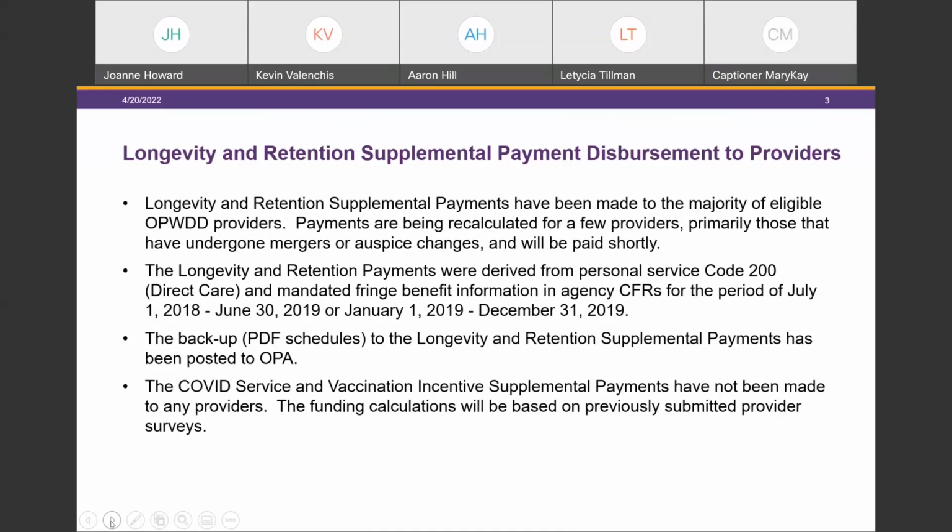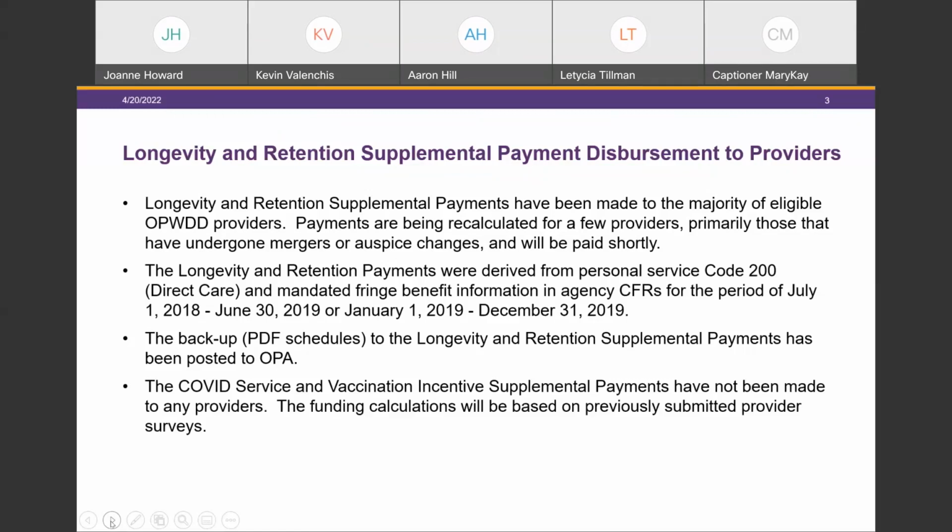The first slide is longevity and retention supplemental payment disbursements to providers. Longevity and retention supplemental payments have been made to the majority of eligible OPWDD providers. Payments are being recalculated for a few providers, primarily those that have undergone mergers or office changes, and for those, the monies will be paid shortly.